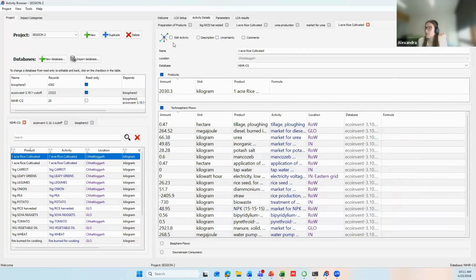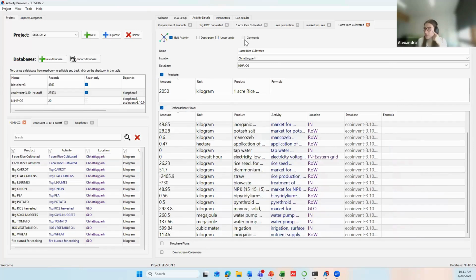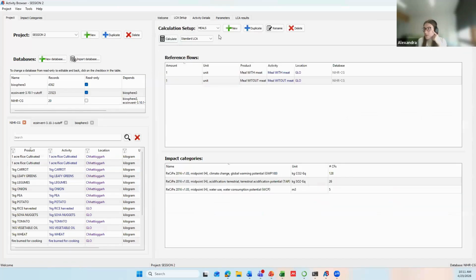We go to the duplicated version, edit activity. Let's say it's a different type of rice and the production is higher. It's 2050. It doesn't seem like much more, but we'll see if this has an impact. So for right now, let's just compare the two rices we've made. We want to go make a new setup. Here, you press setup, new rice comparison.